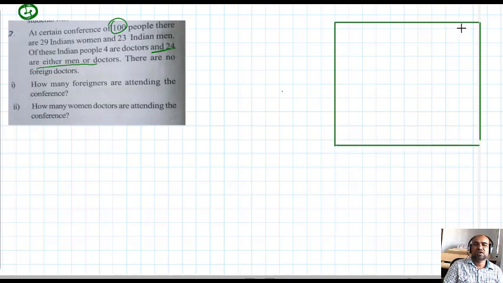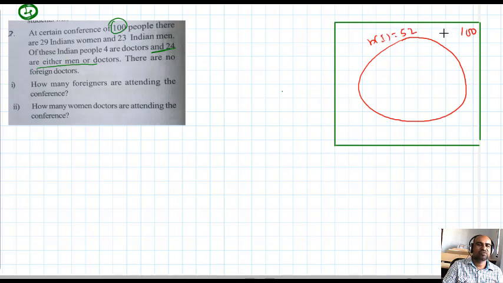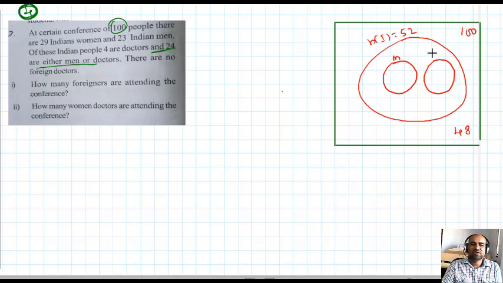Total 100. Among these 100, Indians: N of I equals 52, which you just found. Outside, foreigners are 48. Among these Indians, only two categories are there, men and women. They are not intersecting, they are disjoint sets. Men 23, women 29.